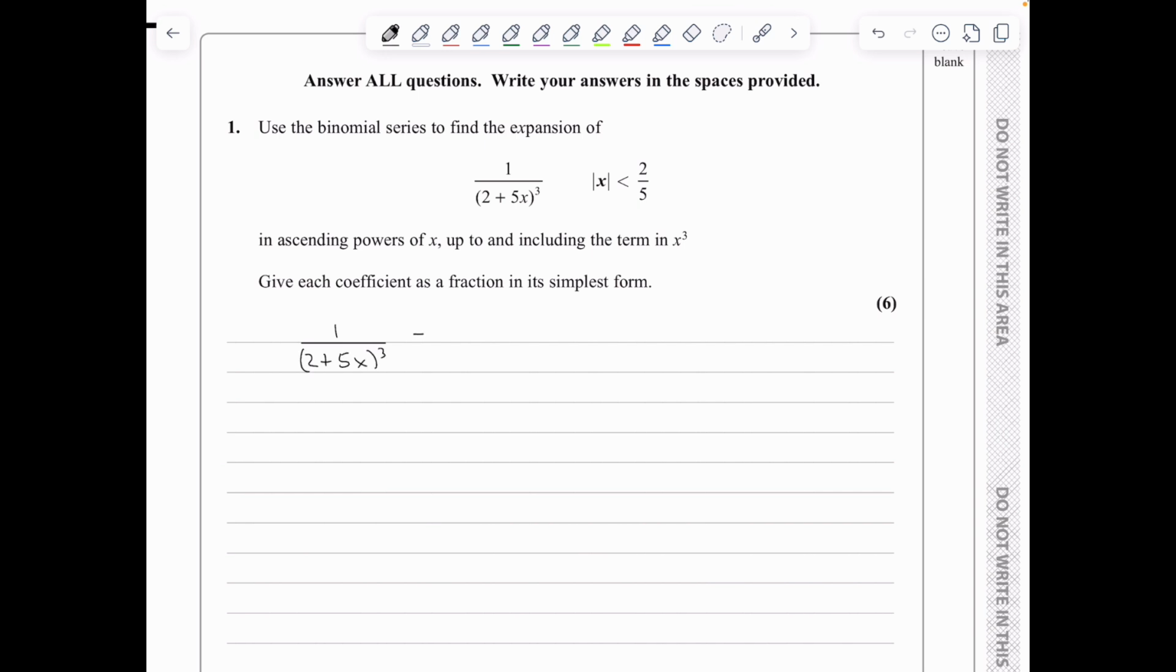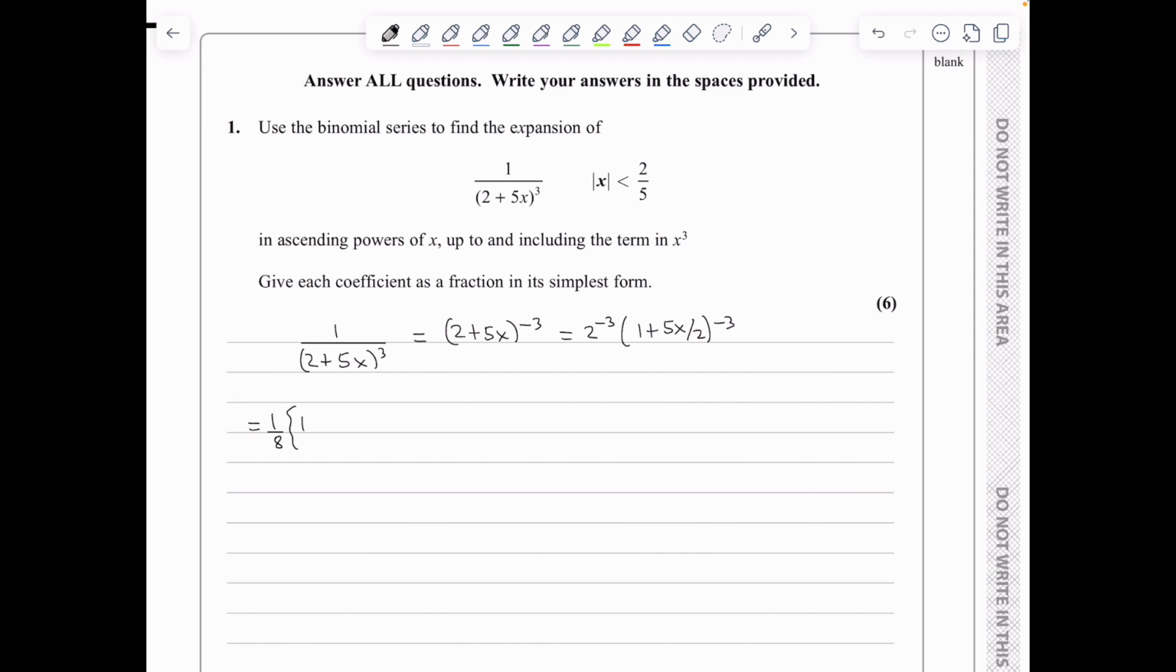The first thing to do is write this as (2 + 5x) to the power of negative 3. I will now factor out the 2, which will inherit the power of negative 3. Within the bracket we divide by 2, so we've got (1 + 5x/2) to the power of negative 3. I'm always trying to attain a form of 1 plus or minus something in terms of x, and then I can proceed. 2 to the power of negative 3 is 1/8, and I will proceed with the binomial expansion of (1 + 5x/2) to the power of negative 3.